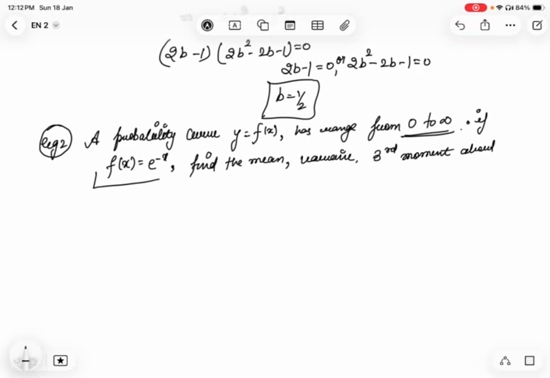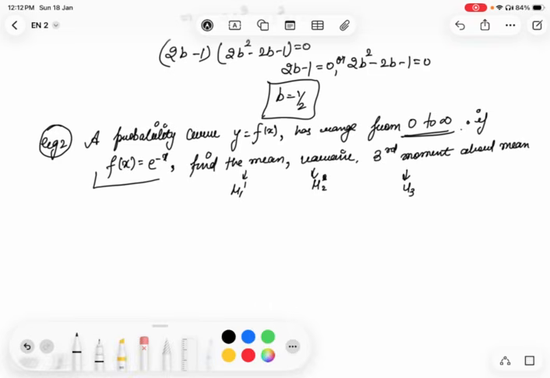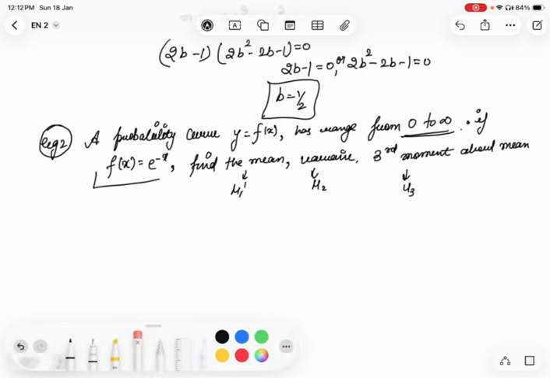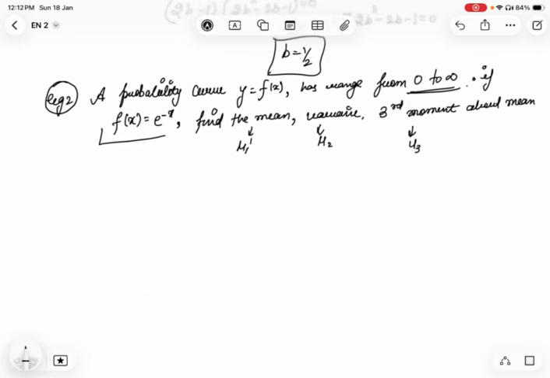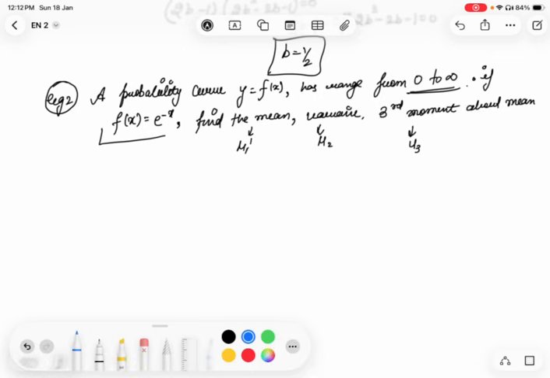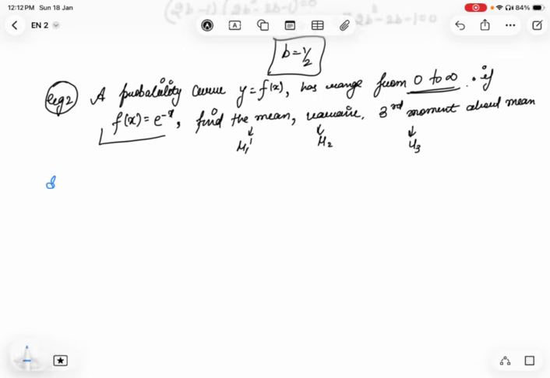Okay, so what is about mean? So this is your mu1 dash, this is your mu2, and it is your mu3. See here, I just did not put it. Hold on, I just erase it. In mu1 we have put the one above because it is to show that it is from the origin. But in variance it is about mean, so I don't have to put the one above. Okay. So start calculating. Okay. So solution.